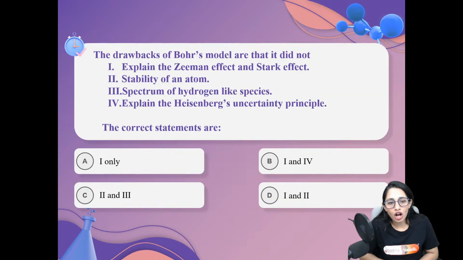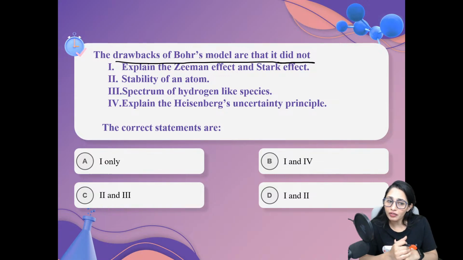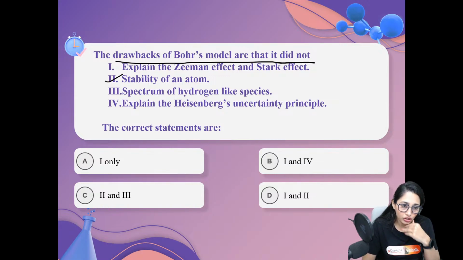Moving on, the drawbacks of Bohr's model are that it did not explain the Zeeman effect and Stark effect, stability of an atom, spectrum of hydrogen-like species, and Heisenberg's uncertainty principle. Stability of an atom, it could explain the stability of atom, right? Yes, it could. Spectrum of hydrogen-like species, absolutely. It could explain both of these. But what about Zeeman effect and Stark effect, and Heisenberg's uncertainty principle?